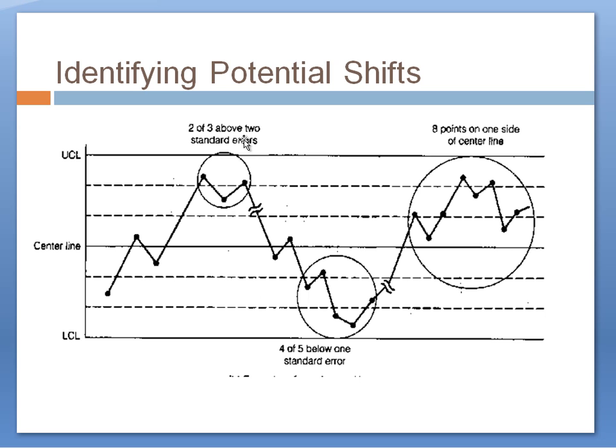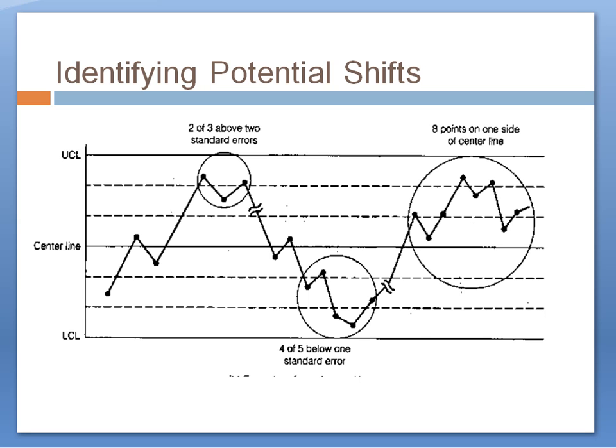This is another example, 2 of 3 above 2 standard errors. Remember, from the center line to your upper control limit, you have 3 standard deviations. This is 1, this is 2, and the third will be your upper control limit. Same from the center line to the lower control limit. So if you see 2 of 3 above the 2 standard deviations, that could be a potential out of control process. Also, if you see 4 of 5 beyond 1 standard deviation or standard error, or if you see 8 points on one side of the center line.